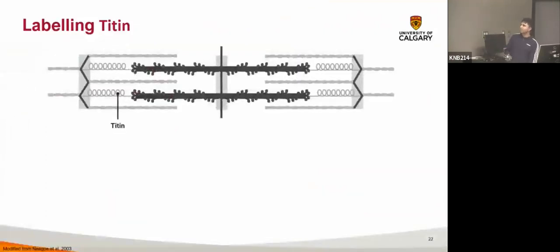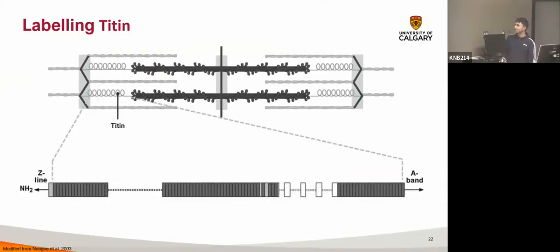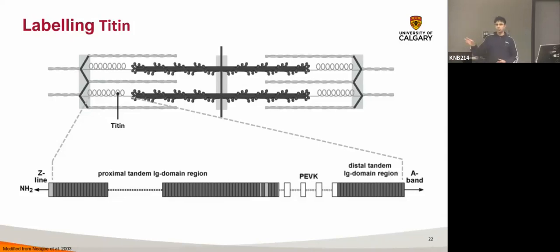Titin is a filament, again, as I mentioned, between the Z disc and the thick filament, and it runs all along the thick filament as well. This is kind of an image of what it looks like. We have proximal tandem IG domains, we have distal tandem IG domains, and we have the PEVK region. These are individual domains that can fold up or they can be pulled apart, and they're the ones that produce passive stress that titin is known to be responsible for.